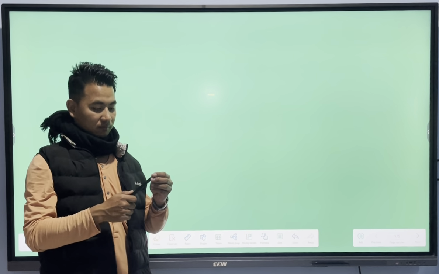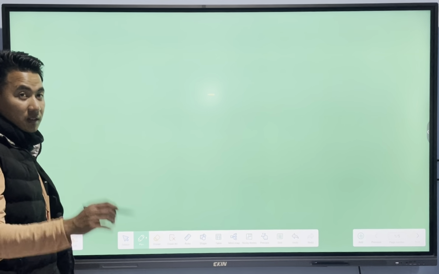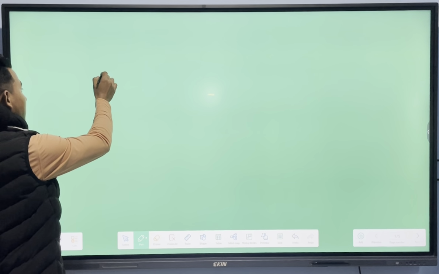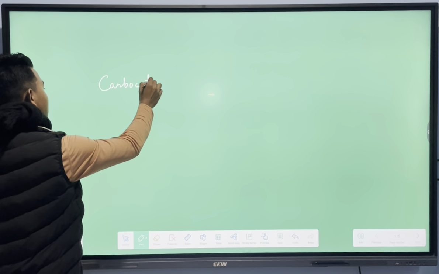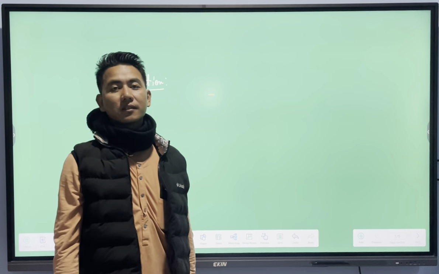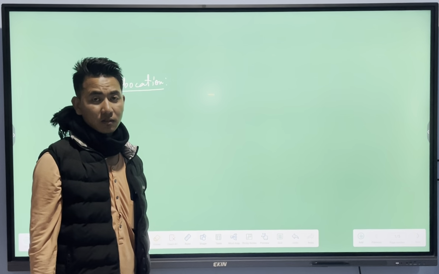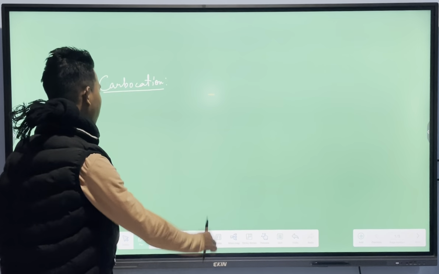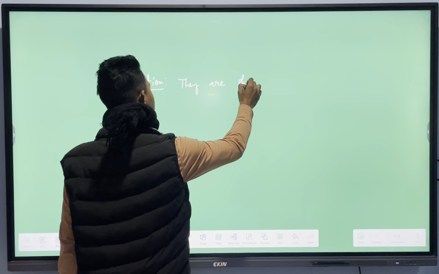Hello students, now I'm going to teach about the carbocation rearrangement. First of all, let me explain a little bit about carbocation. What is a carbocation? They are species which have only 6 valence electrons after sharing and carry a unit positive charge.